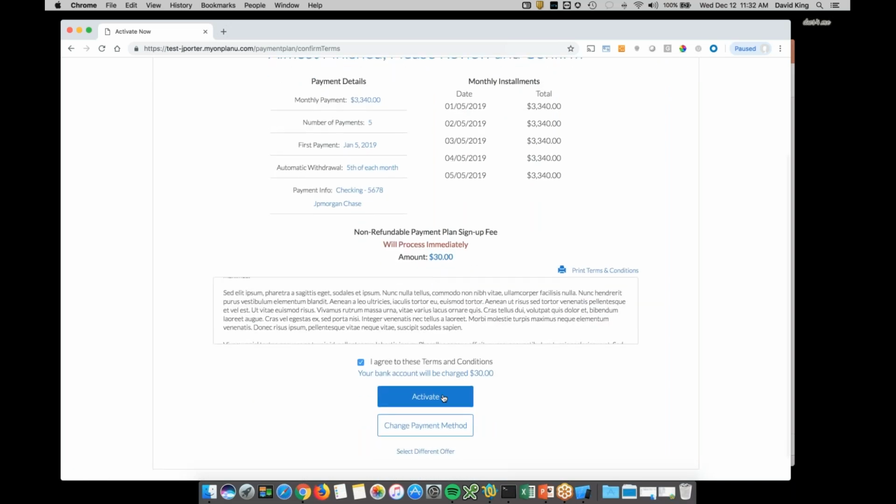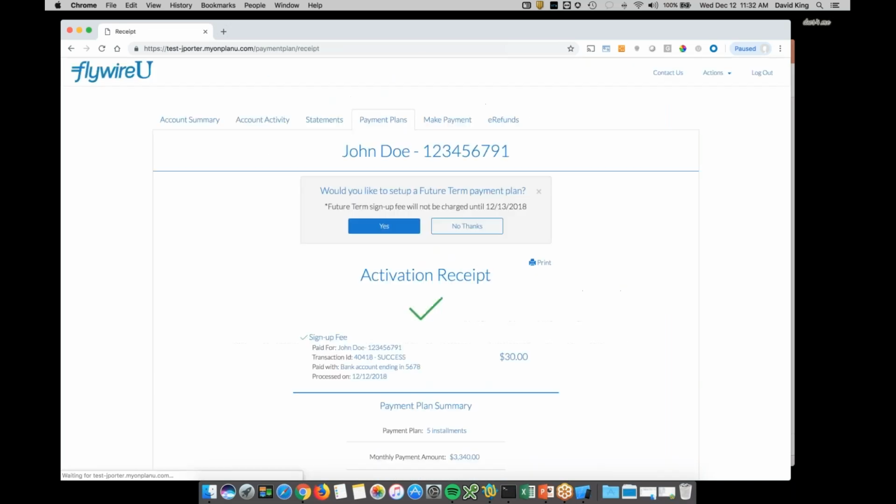So lastly, they're going to agree. And when they activate this, they're also going to get an email indicating that they've activated and what they've agreed to. And the terms and conditions are attached to their email, so they have a copy of that, as well as those terms and conditions are historized in our system. So if you ever need to pull it up and see when the student agreed to them.